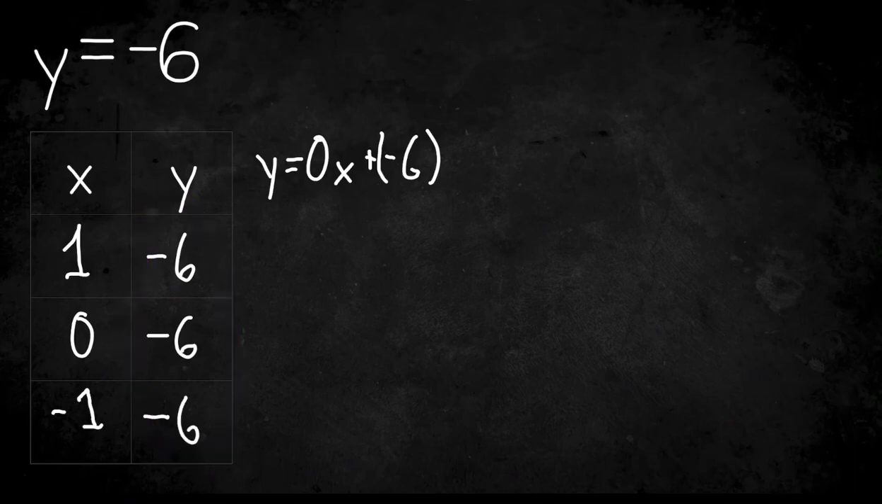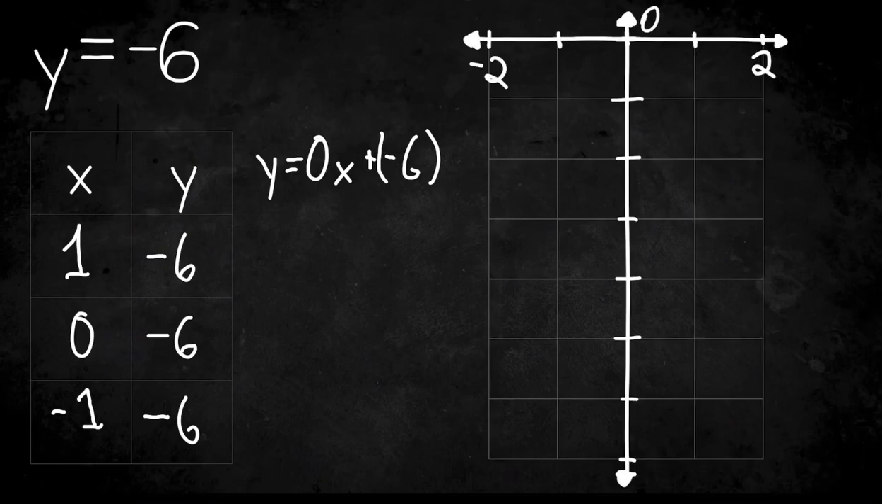Right? So now, let's graph this on the chart. We have 1, 0, and negative 1 at negative 6, and it's just going to go on a straight line, completely flat, forever and ever, basically.